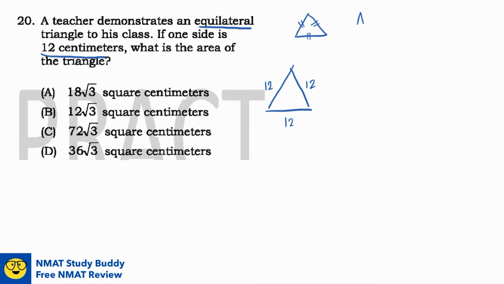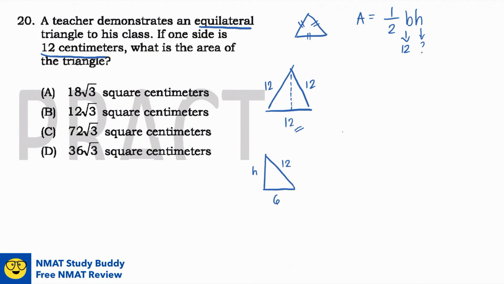So, ang area ng triangle is 1/2 base times height. Alam na natin yung base, which is yung 12. Pero yung height, hindi pa natin alam. So, gagamitan natin yan ng Pythagorean theorem. Kunin natin yung kalahating side ng triangle. Since nakalahati siya, 12 over 2 is 6. And then yung isang side is 12, and yung height, i-represent natin as h.